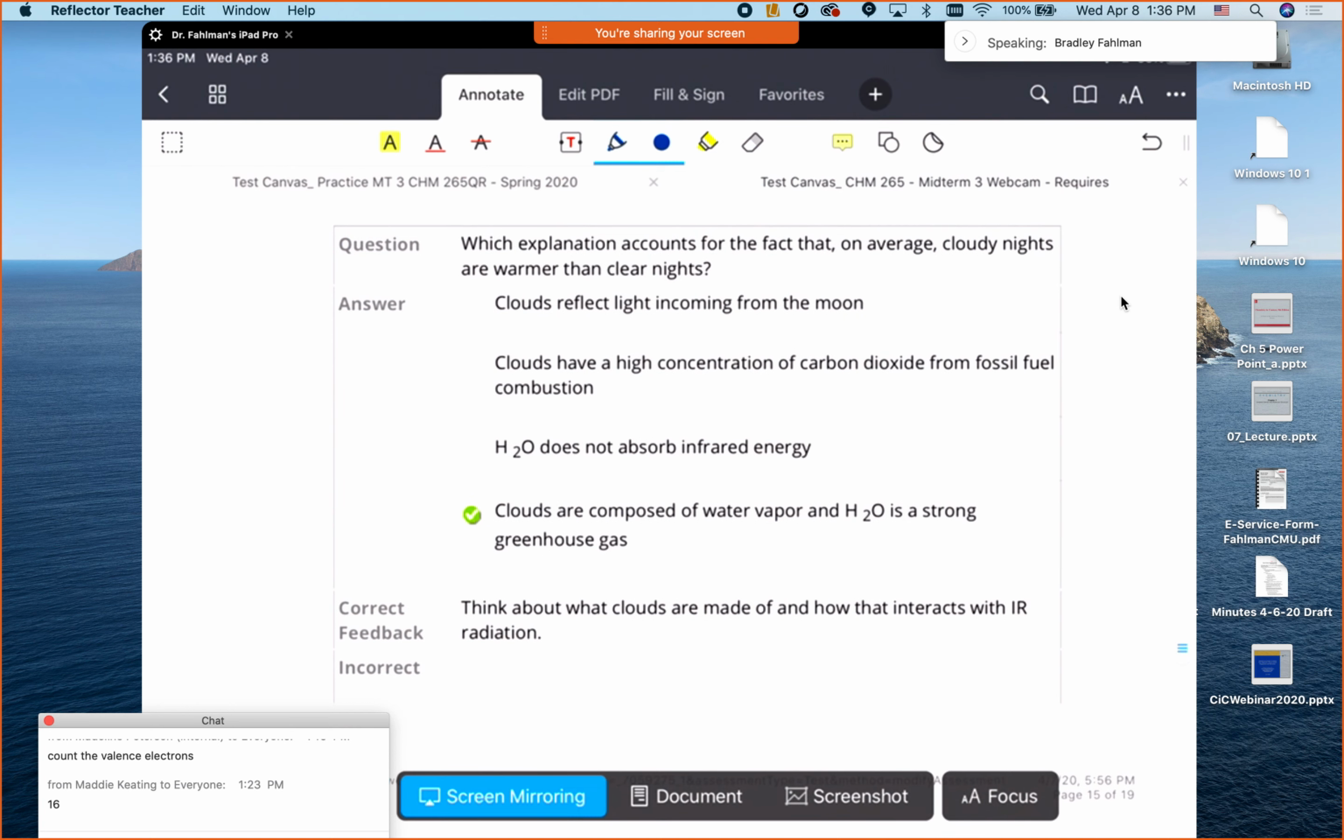On average, cloudy nights are warmer than clear nights. And so clouds are composed of water vapor, and water is a greenhouse gas.